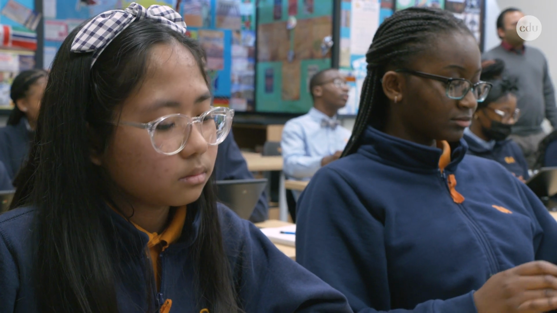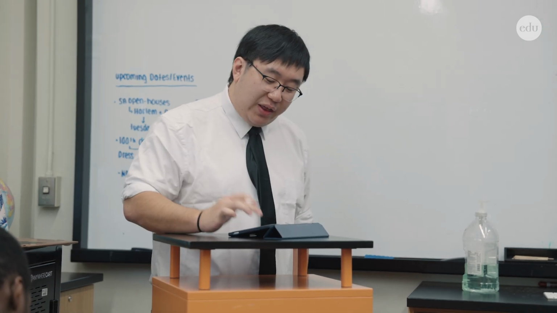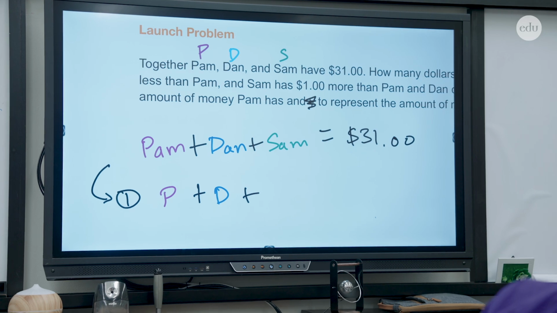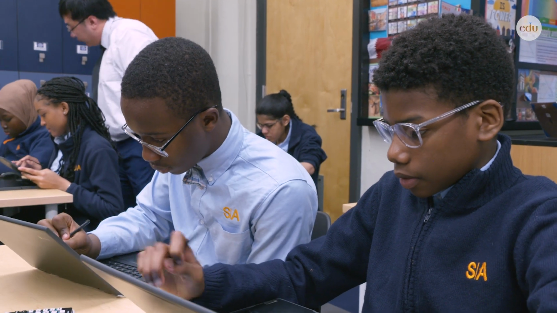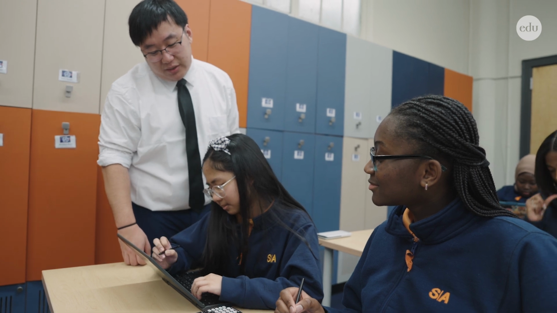What is the question actually asking you to do? How do I set it up correctly? How do I look at it? How do I model my thinking? The first statement says together that Pam plus Dan plus Sam has $31. How do I, in some way, shape, or form, put down what I am thinking in my brain on a piece of paper? You develop a plan in your head, and that way, going through the problem is much easier for you.